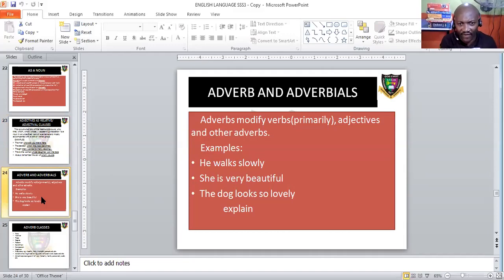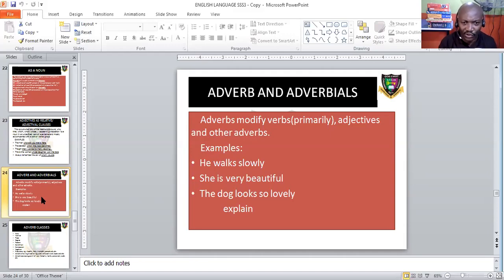Adverbs modify verbs primarily. They can also modify adjectives and other adverbs. Look at this example. He walks slowly. Here, slowly is an adverb of manner which is modifying the verb walks. She's very beautiful. Here we have very, which is an adverb of degree, and it's pre-modifying the adjective beautiful.